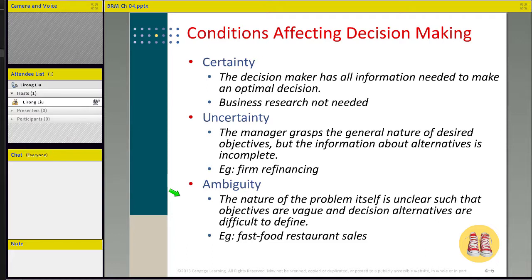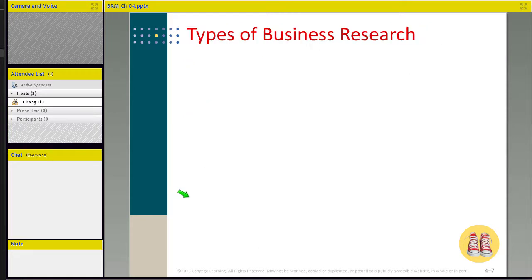So business research definitely will be able to help you determine what caused or what has affected your sales, and also can rank order the reasons, which one is the most important one, which is the second one. And then once you know the reasons, you will be able to rank order the solutions. You definitely want to deal with the number one reason first. Right? So that's the situation when we have ambiguity. Basically, business research is needed for uncertainty and ambiguity. Right?